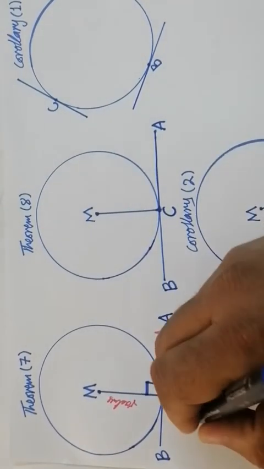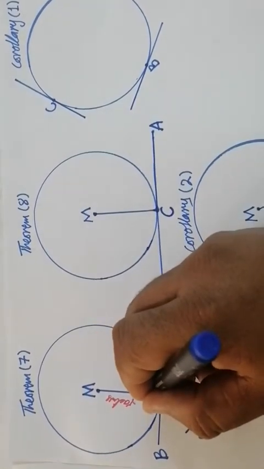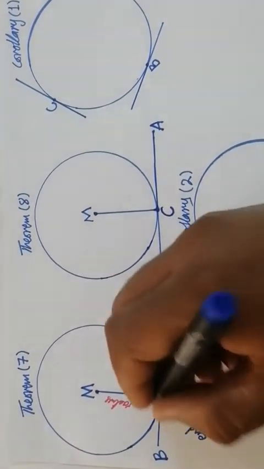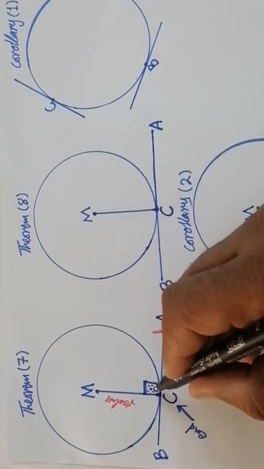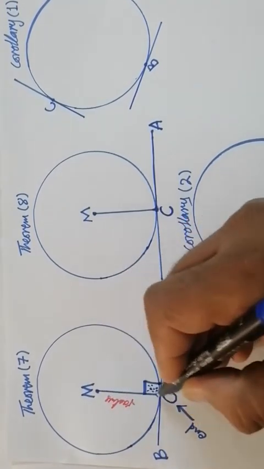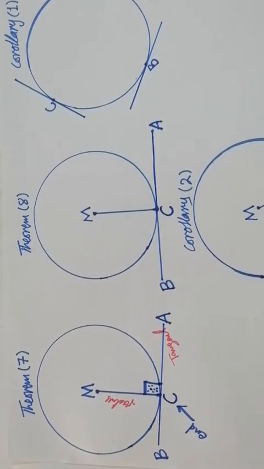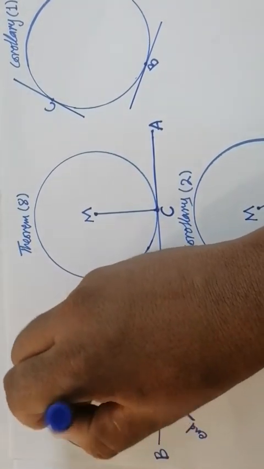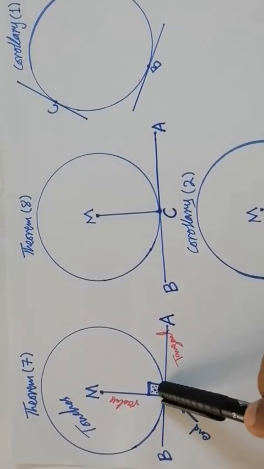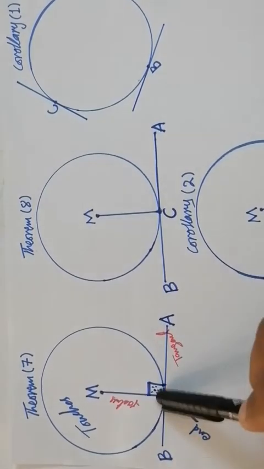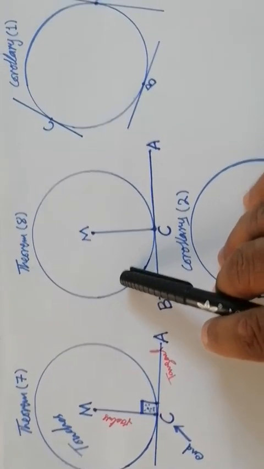Where? At its end. I'm talking about this angle. The perpendicular drawn, the 90, on a radius at its end. What happens for a perpendicular drawn on a radius at its end? It touches the circle at one point. The perpendicular drawn on a radius at its end touches the circle at one point. This is Theorem 7.